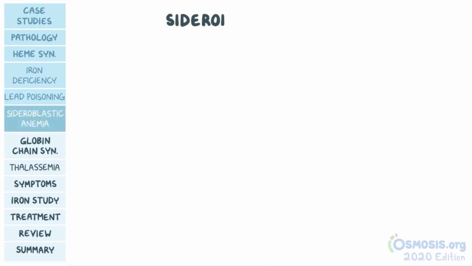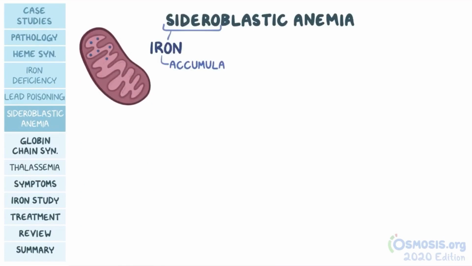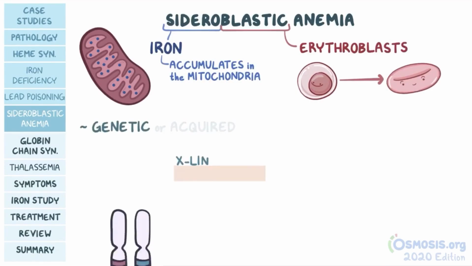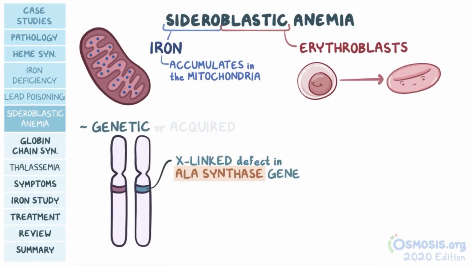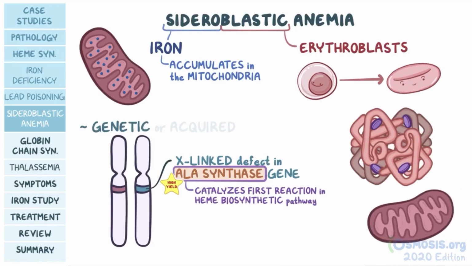Next up is sideroblastic anemia, where sidero means iron and refers to iron accumulation in the mitochondria, and blast refers to the nucleated precursors of RBCs called erythroblasts. Sideroblastic anemia can be genetic or acquired. X-linked defect in ALA synthase gene is a genetic cause. ALA synthase normally catalyzes the first reaction in the heme biosynthetic pathway, and a defect in this enzyme prevents iron from being incorporated into heme, and they build up in the mitochondria.